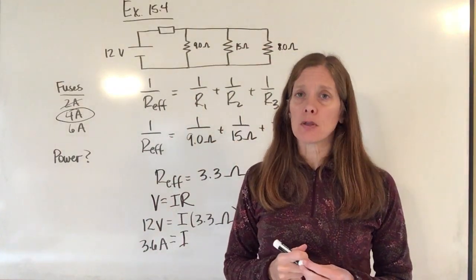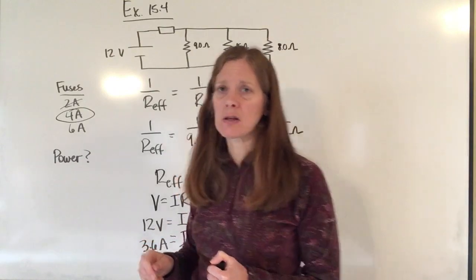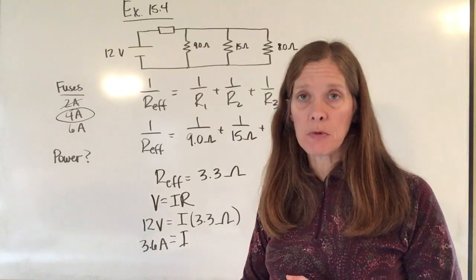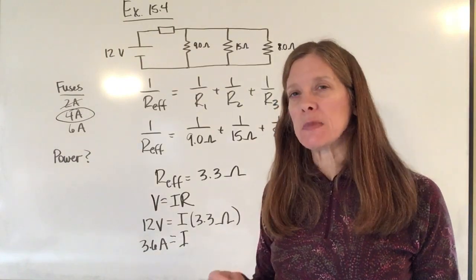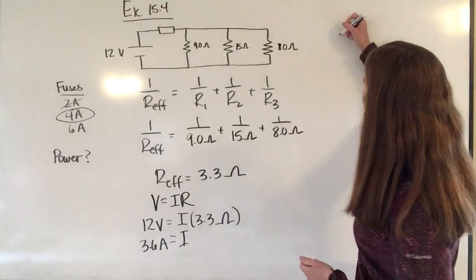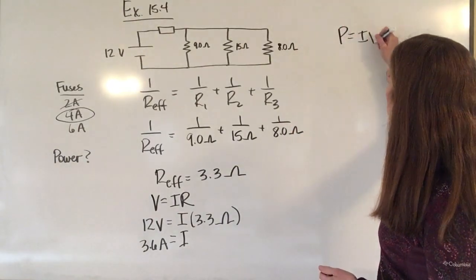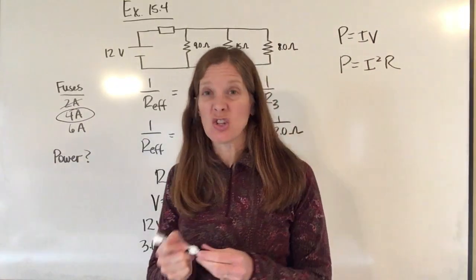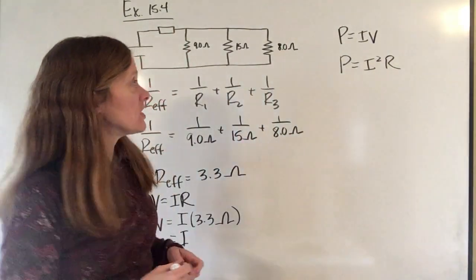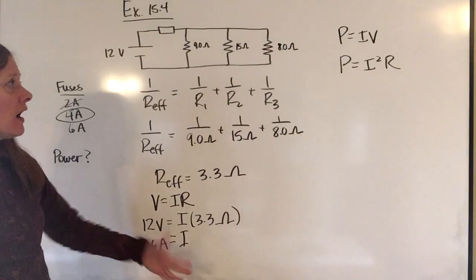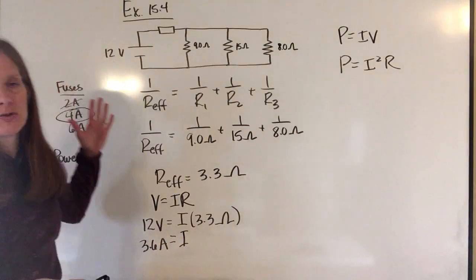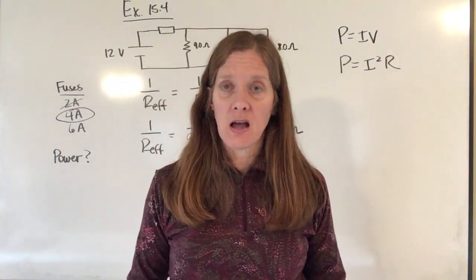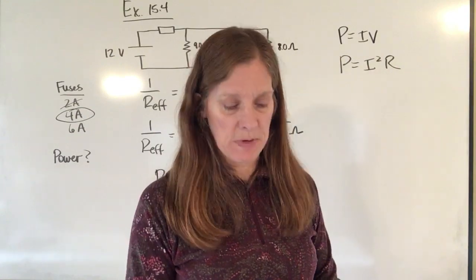The second part of the problem asked us to calculate how much power the circuit will draw. And anytime they ask you for power, you can either use P equals IV, or you can use P equals I squared R. You should get the same answer either way. It doesn't matter. In this particular case, I calculated the current, I know the resistance, and I also know the voltage. So I can use either one of these equations, and it doesn't make a bit of difference. In fact, I did work the problem both ways, and you get the same answer both ways.